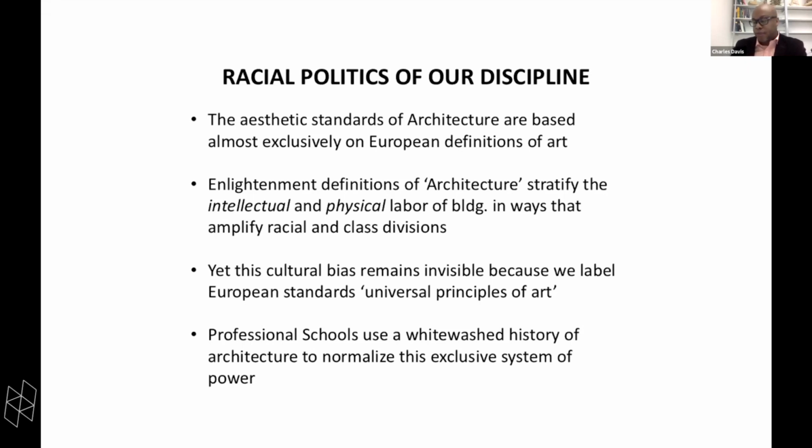In a place like the United States of America, these lines of intellectual and physical labor tend to still stratify along racial and class divisions, which means that the power structures of those who have leisure and privilege tend to lean one way, and those who labor under less edifying circumstances tend to lean another way. Yet this cultural bias remains invisible because we insist on labeling European standards of art universal principles of art. And in studios, when we teach the rules of form, space, and order, we teach it as if it is a universal language that can be applied in any context. And lastly, professional schools tend to use a whitewashed history of architecture to normalize this exclusive system of power.